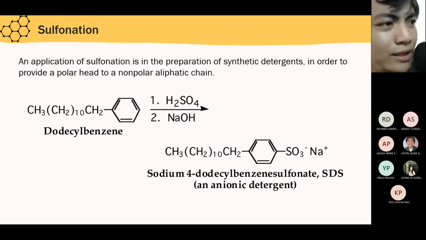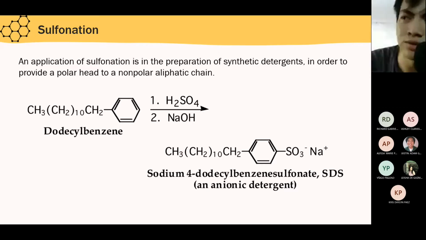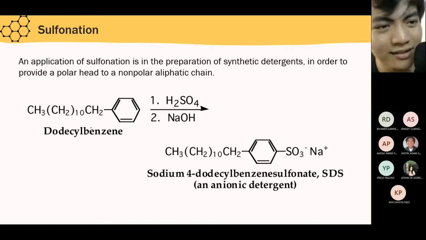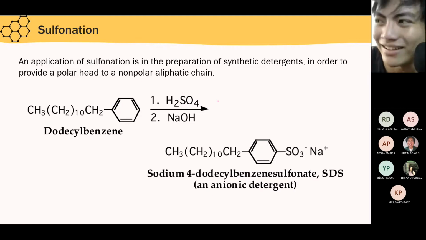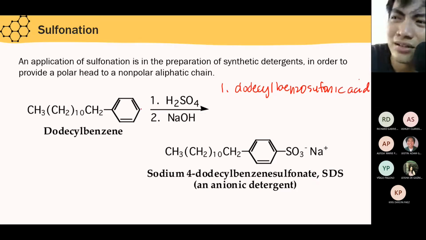Okay? Usually, kasi, ang precursor ng ating mga detergent ay dodecyl benzene. Okay? Dodecyl benzene. And then, you react it with sulfuric acid to produce the dodecyl benzosulfonic acid. Yung first reaction, yung number 1, that will produce dodecyl benzosulfonic acid.